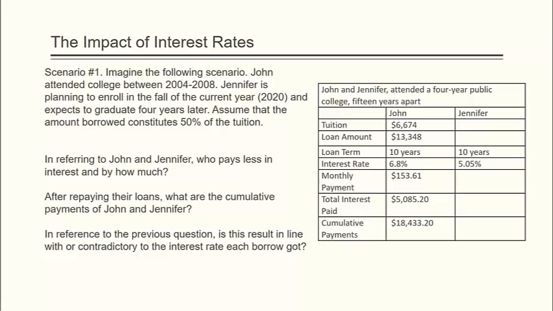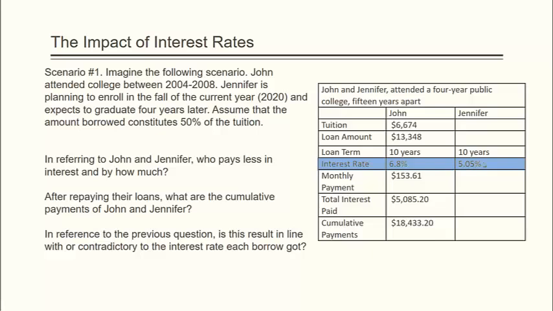Okay, now here are some questions. In referring to John and Jennifer, who pays less in interest and by how much? And after repaying their loans, what are the cumulative payments of John and Jennifer? Now, in reference to that previous question, is this result in line with or contradictory to the interest rate that each borrower got? Notice Jennifer has a much lower interest rate, 5%, compared to John's 6.8%.